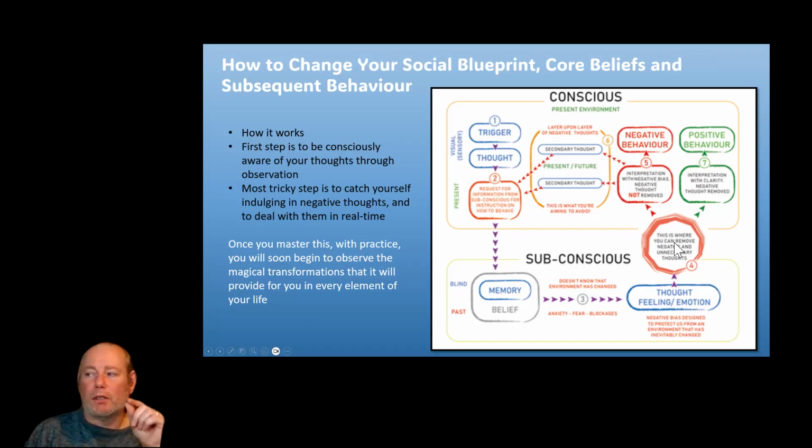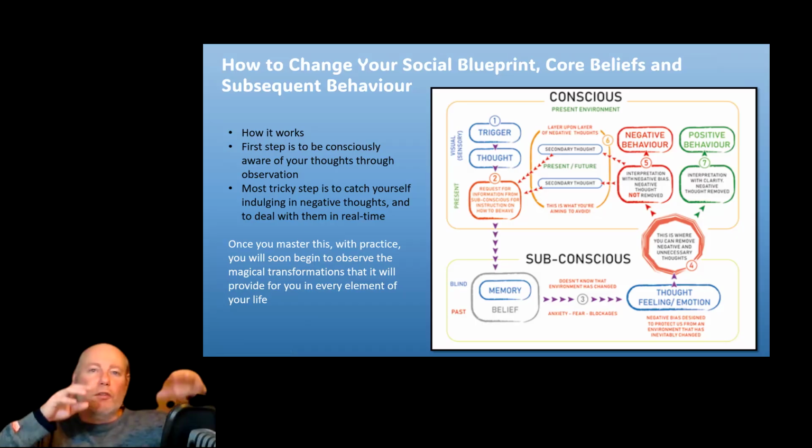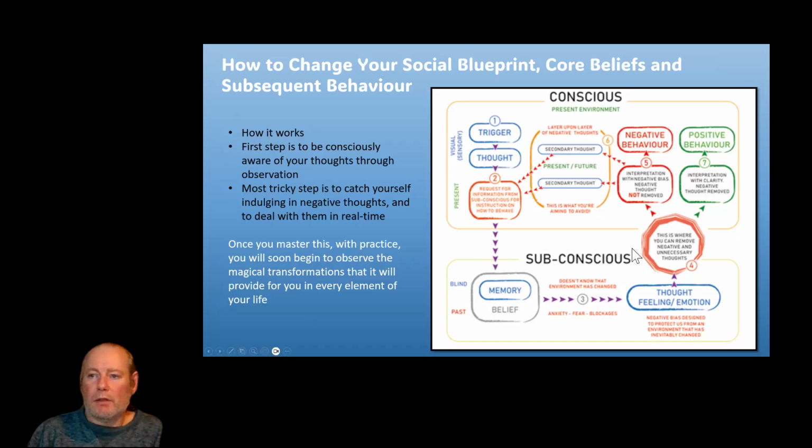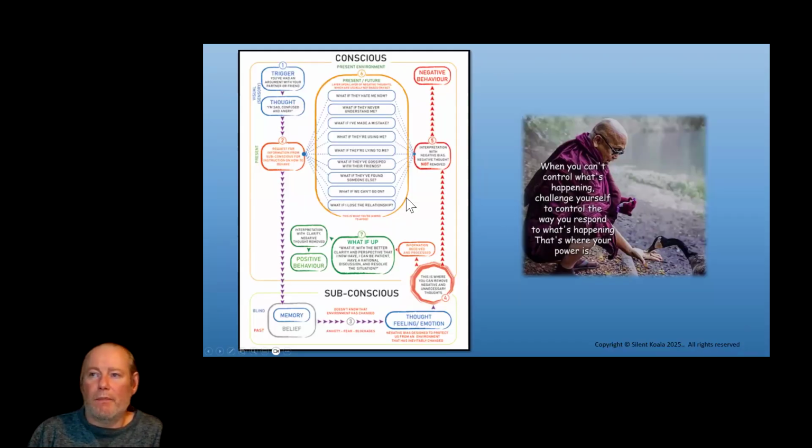But as I said, once you master this, being able to observe yourself in this pattern, then things will become a lot more loose, and you'll be able to start to remove those layers. And just to give you an example, and just to break from that, I love this quote: when you can't control what's happening, challenge yourself to control the way you respond to what's happening. And that's where your power is. And that's what we're aiming to do ultimately.